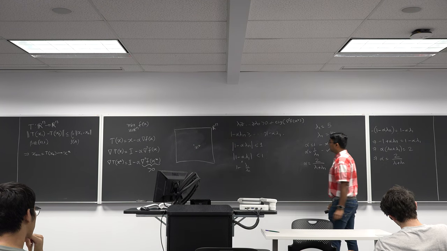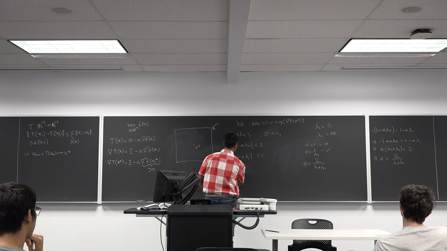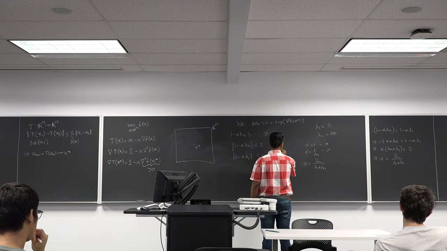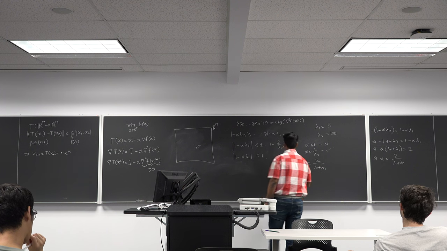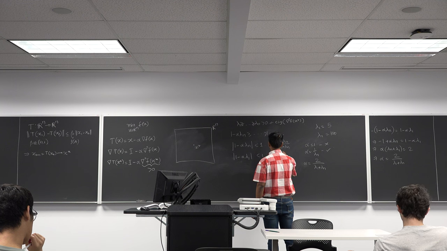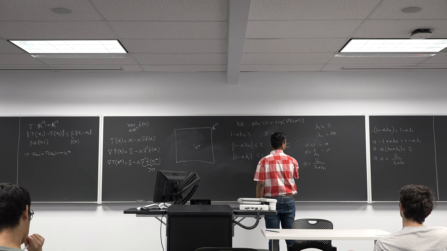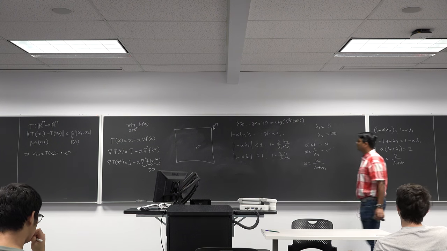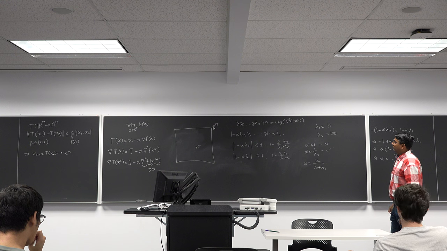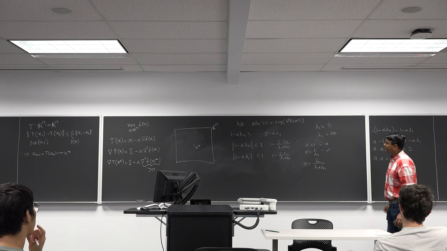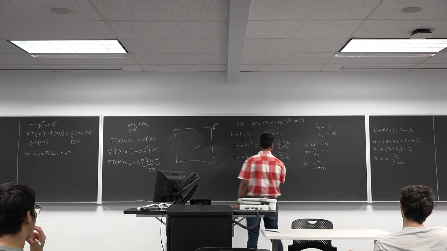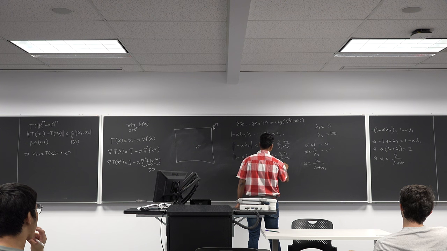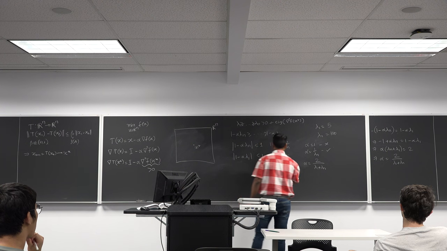Am I getting these two values less than 1? Let's check it out. So I get 1 minus 2 lambda n over lambda 1 plus lambda n. And then I get 2 lambda 1 over lambda 1 plus lambda n. Is this less than 1? Let's look at it. This is lambda 1 minus lambda n over lambda 1 plus lambda n. Yeah, I think this is less than 1.